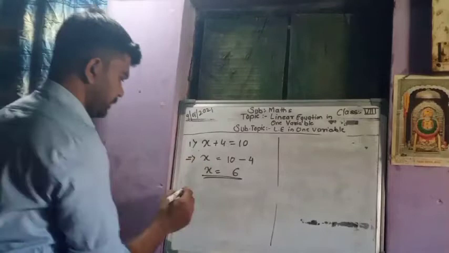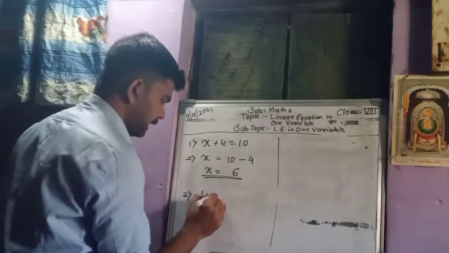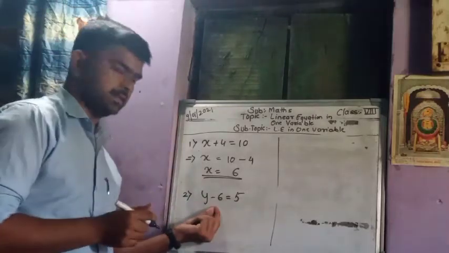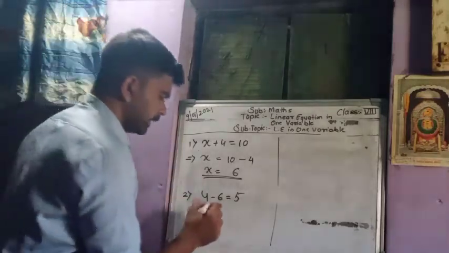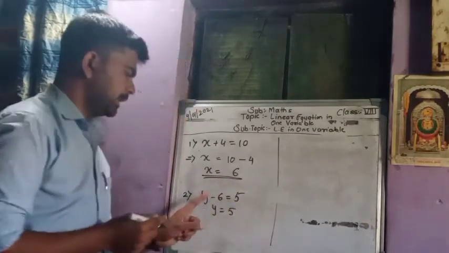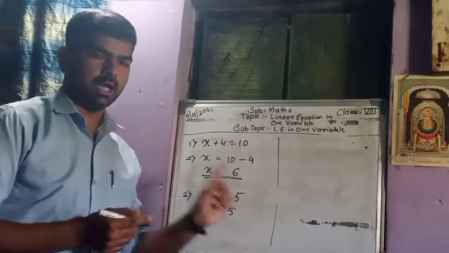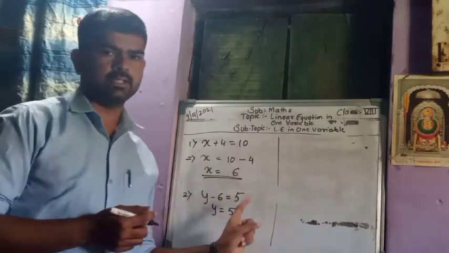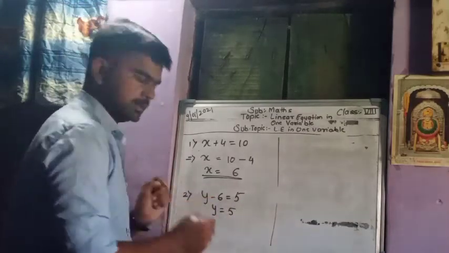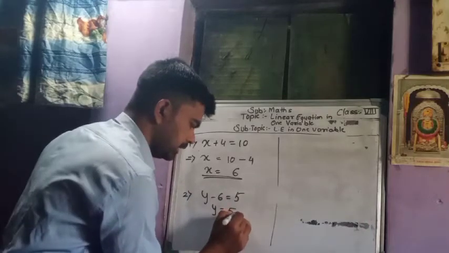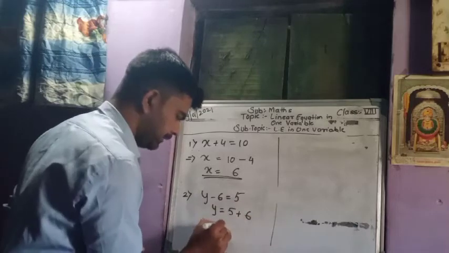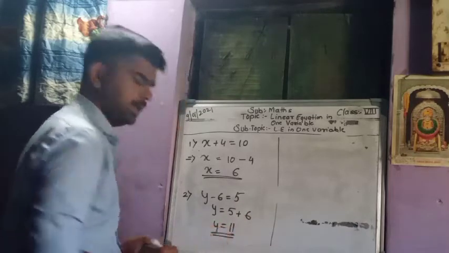Now take a second example, like y minus 6 equal to 5. Here it is a subtraction type of problem. So we keep y the same, and the constant 5 as it is. Then we have to take this minus 6 to the RHS. When we take LHS to RHS, we have to convert the sign to the opposite sign. Here it is minus, so when we take this to RHS, it becomes plus 6. So 5 plus 6 is 11. So the value of y is 11.